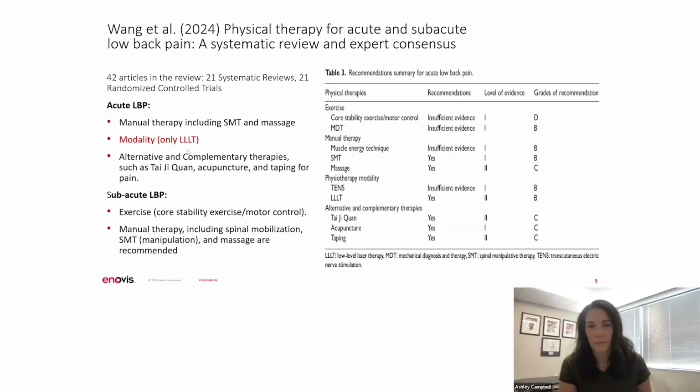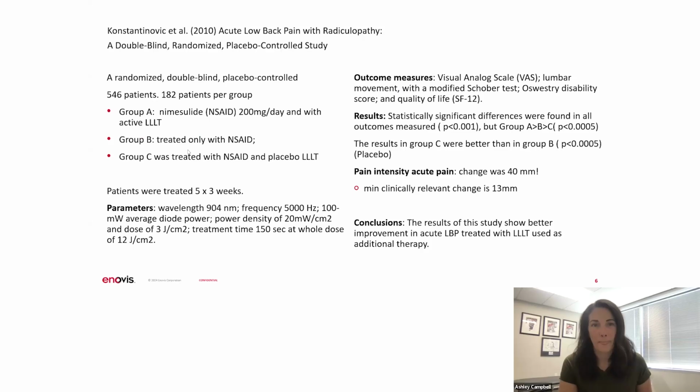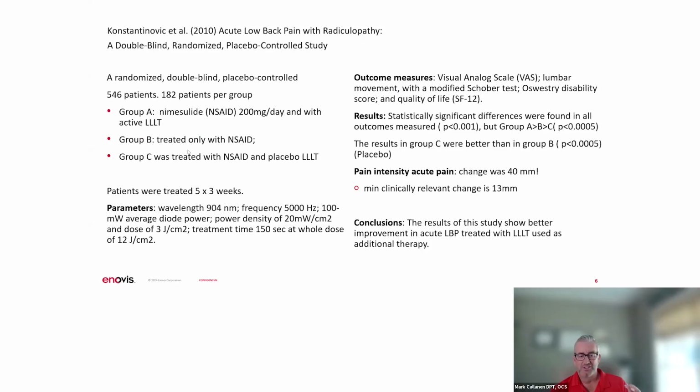So absolutely. And lastly, this is a study, and the reason I put this on here is it's a 2010 acute low back pain with radiculopathy study. So it sort of ties in that these folks are going to have back pain and hip pain, some of those things we were talking about earlier with Ashley. But, a very big N, they looked at 3 groups, 546 patients, of a group that got NSAIDs and active and laser.